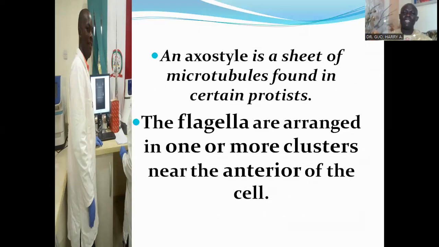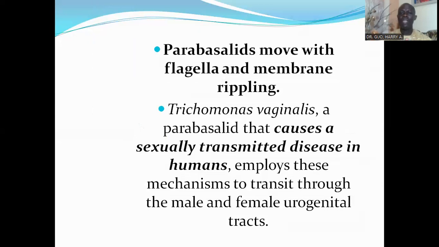The flagella are arranged in one or more clusters near the anterior of the cell. Parabasalids move with flagellar and membrane rippling. Trichomonas vaginalis, a parabasalid, can cause sexually transmitted diseases in humans, employing these mechanisms to transmit through the male and female urogenital tract.